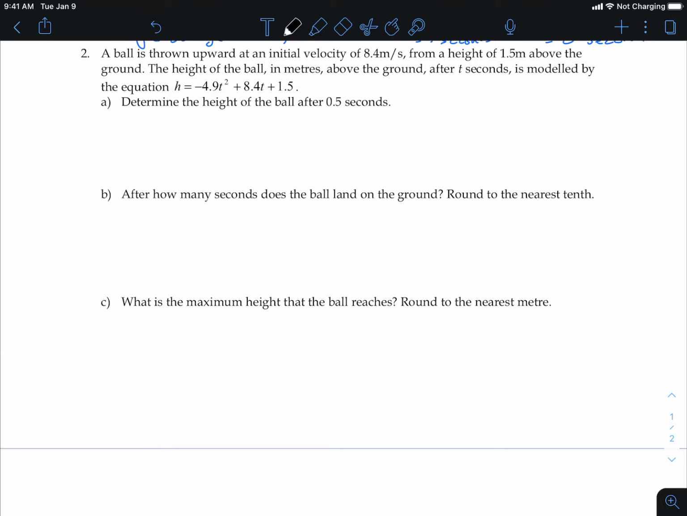Determine the height of the ball after half a second. H equals negative 4.9 times 0.5 squared plus 8.4 times 0.5 plus 1.5.